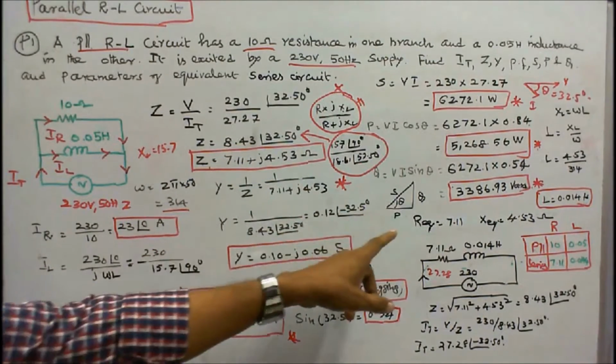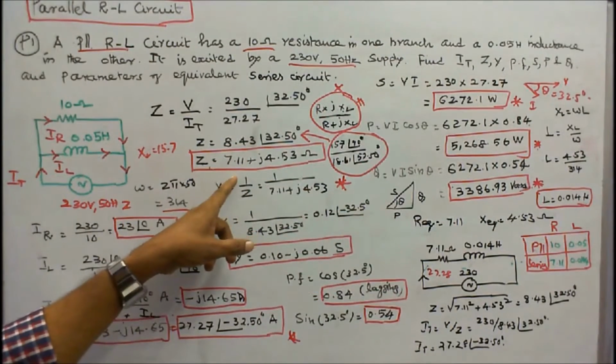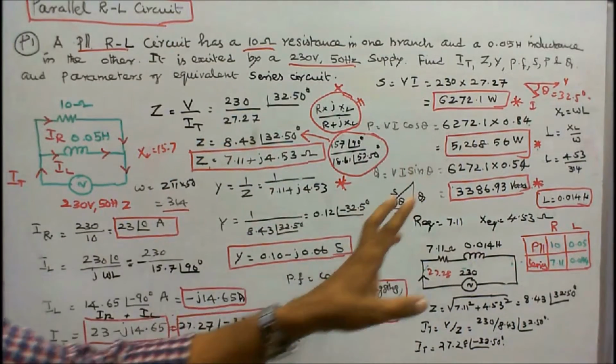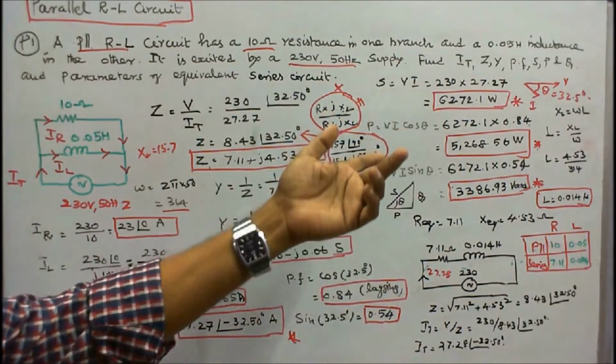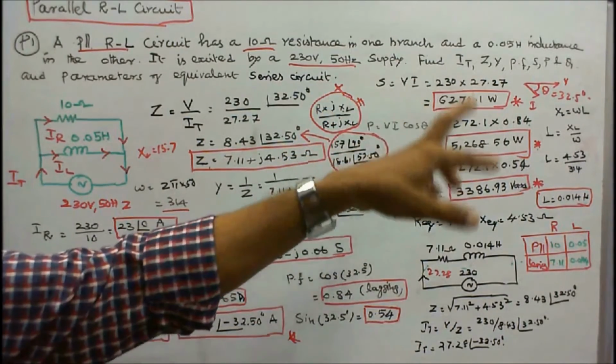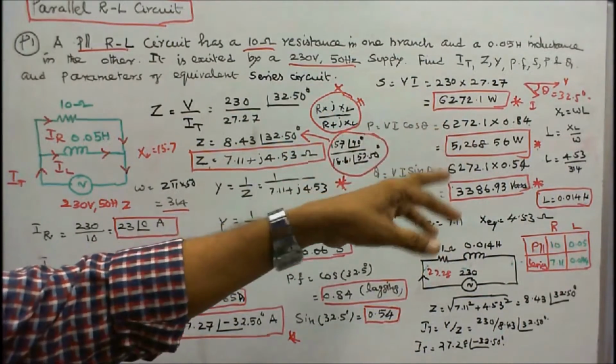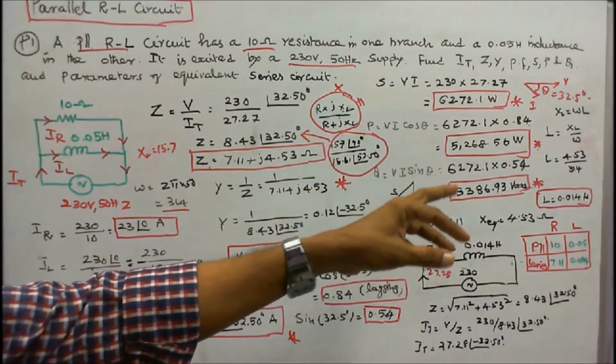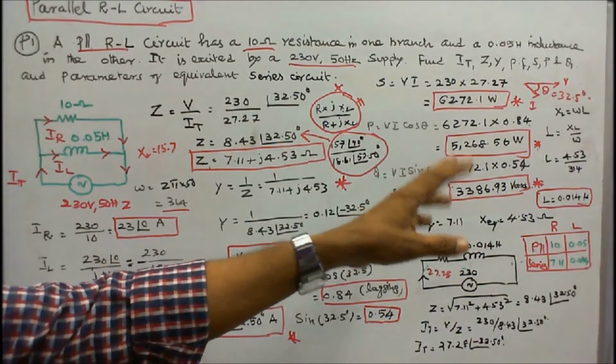So equivalent resistance is 7.11. Equivalent inductive reactance is 4.53. I can find L. XL is equal to omega into L. L is equal to XL by omega, that is equal to 4.53 divided by 314. L is equal to 0.014 Henries.